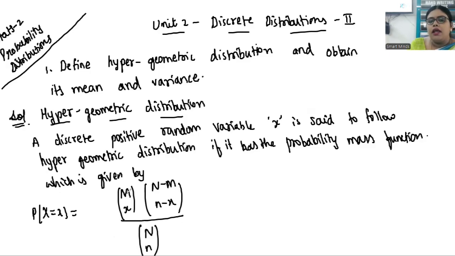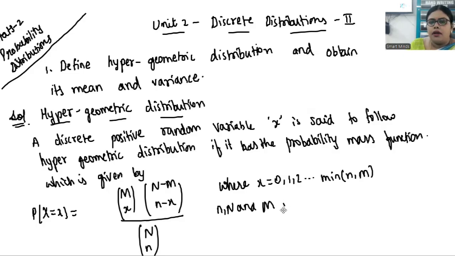What does this mean? mx means mCx. N minus m, n minus x means N minus m C n minus x. That is combination, where x is equal to 0, 1, 2, and so on up to minimum of n and m, and N, n and m are positive integers.